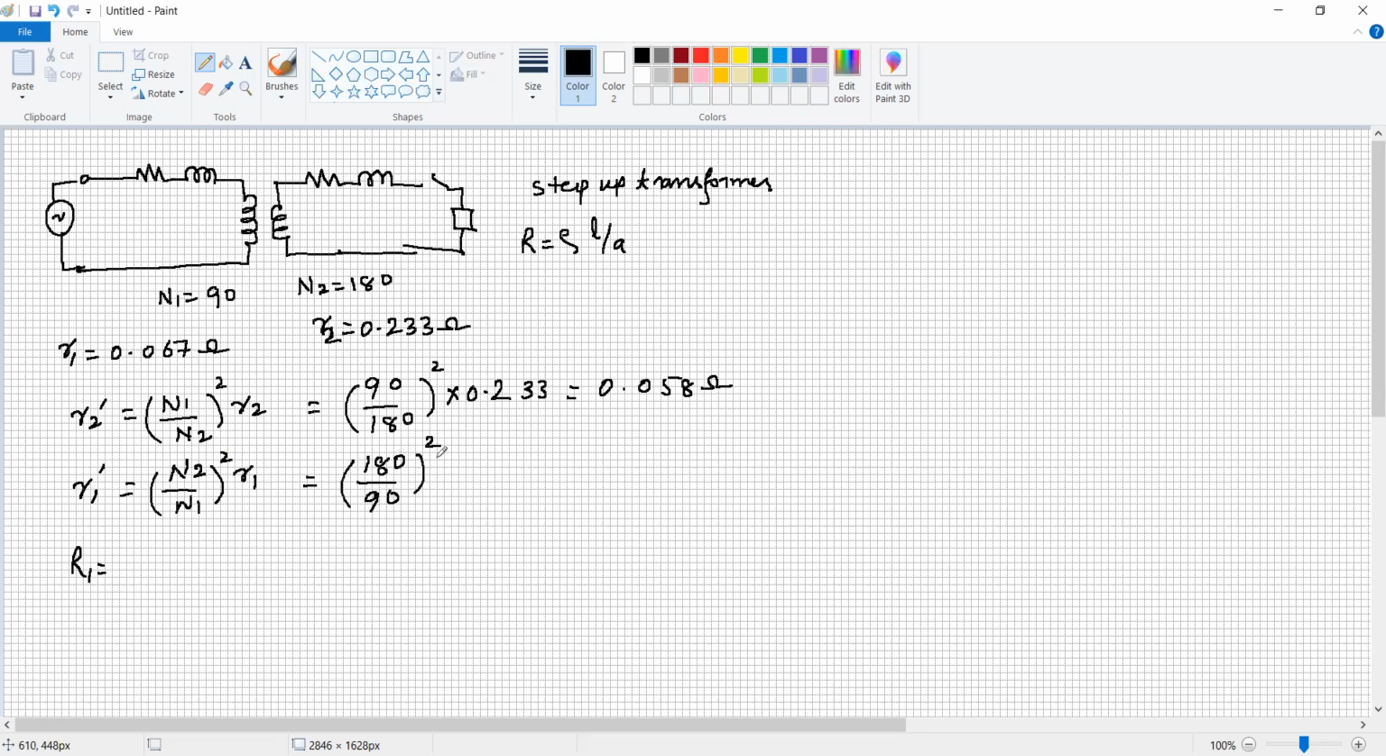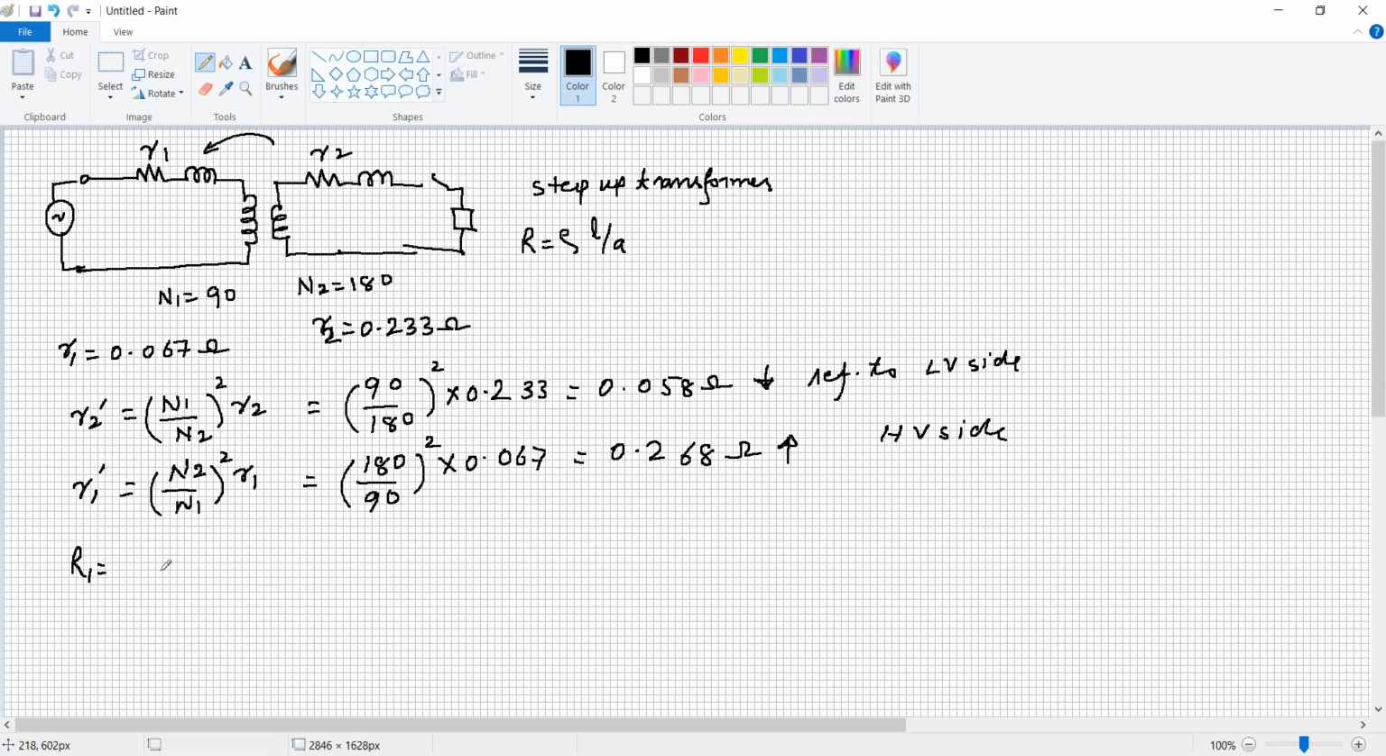So the ratio is greater than 1, multiplied by 0.067, and its value is 0.268. So here the resistance increases. Now, the current; here the resistance increases. So it is referred to which side? It is R2', meaning R2 and R1 are referred to the low voltage winding. So referred to the LV side. Here it is referred to the HV side.